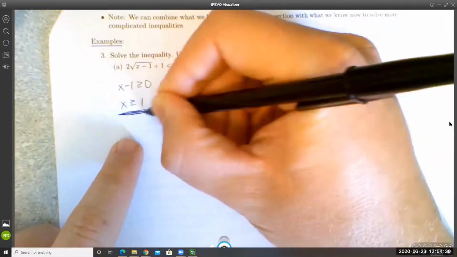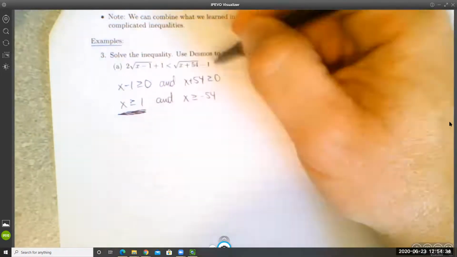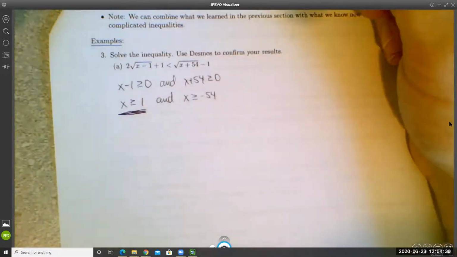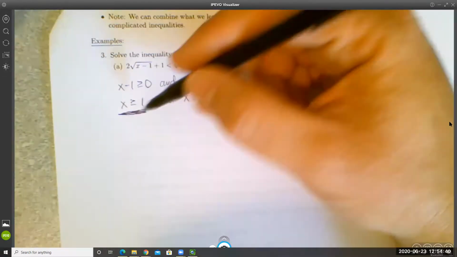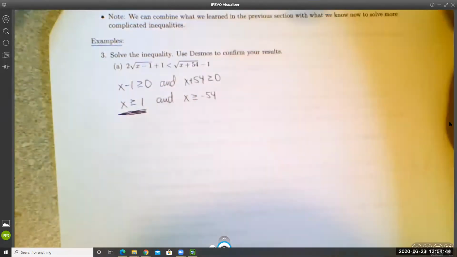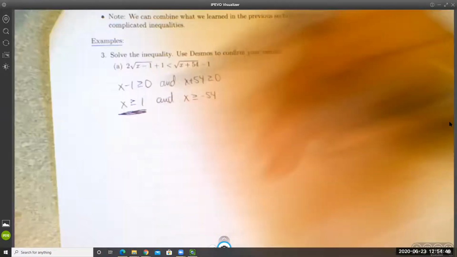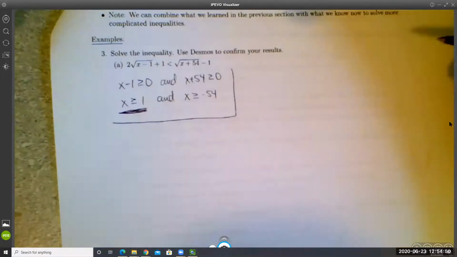I need x to be bigger than or equal to 1 in order for this inequality to make any sense at all. So if I end up with any solutions where x is less than 1, I'm going to reject them, right? Because x has to be bigger than or equal to 1 in order for this to make sense. So that's the first thing. Now, with that out of the way, let's solve the corresponding equation.